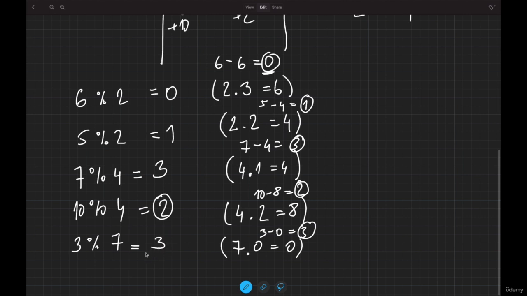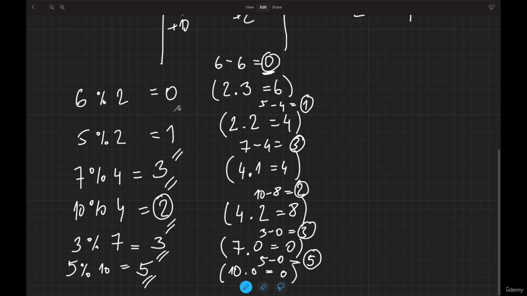Okay, let's see one more example. Let's say 5 modulo 10. How many times can I fit 10 into 5? Again, 0 times. I cannot fit the number 10 into 5, so I can fit it 0 times. And 5 minus 0 is 5. So 5 is the result here.